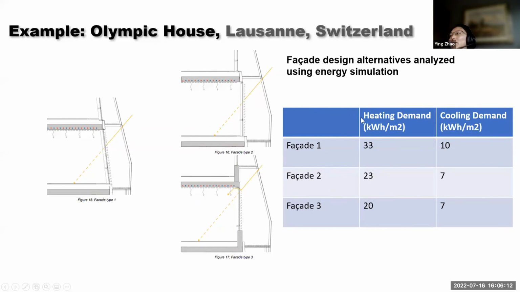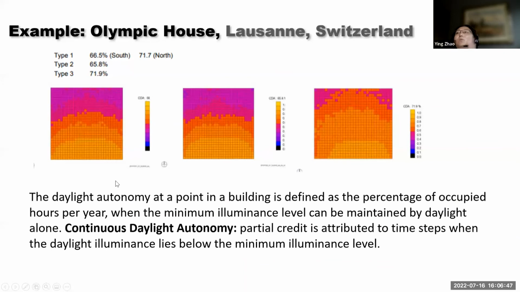So they simulate and get the energy use. You can see that facade 1 has more energy use, both heating and cooling. Facade 2 is close to facade 3, but facade 3 is the best one. I guess facade 1 uses the most heating and cooling probably because it has more envelope area, because it's not vertical.